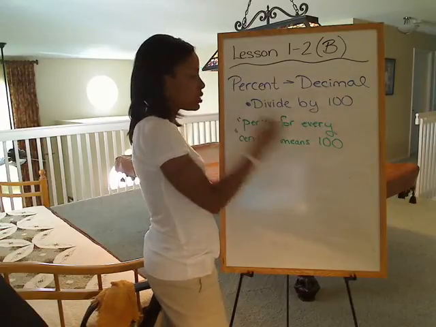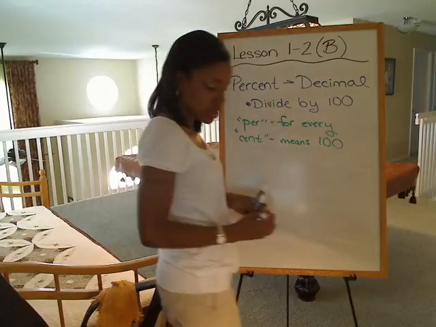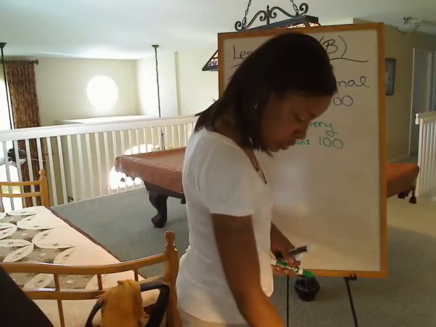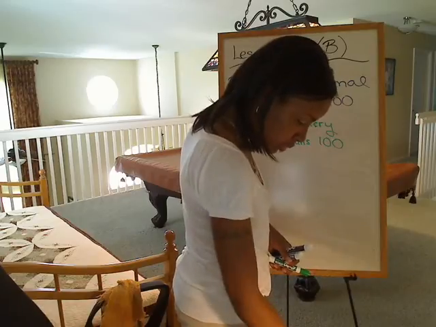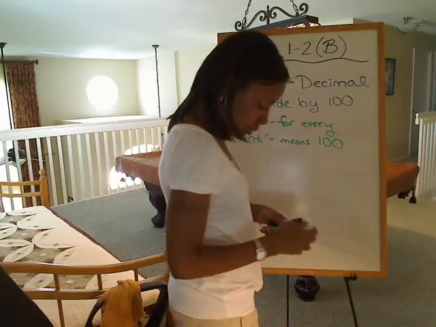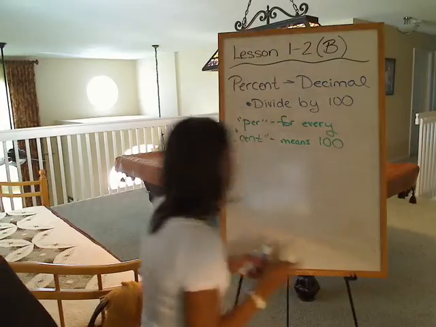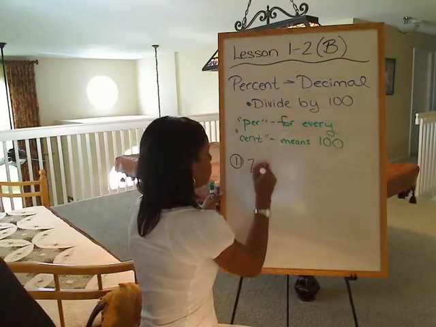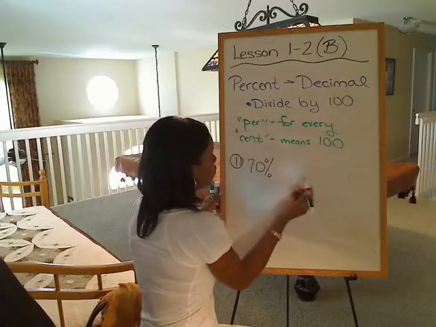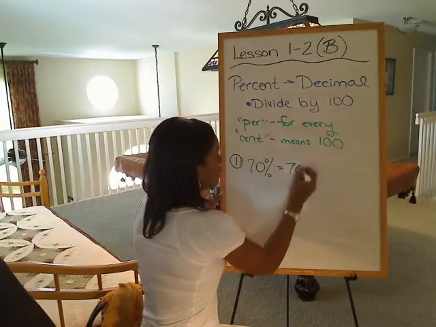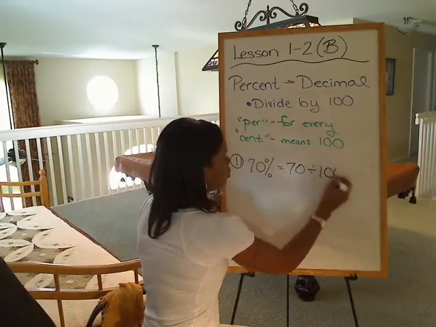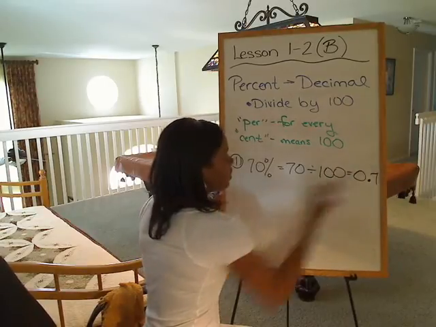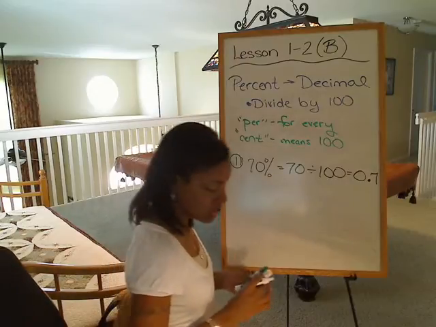Usually when you have to deal with percents, you'll have to deal with 100 somewhere in there. So I'm going to do, for example, let's do number 1. It's asking you to change 70% to a decimal. So all you have to do, 70 divided by 100. When you put that in your calculator, you get 0.7, and you're done. You've changed it to a decimal.